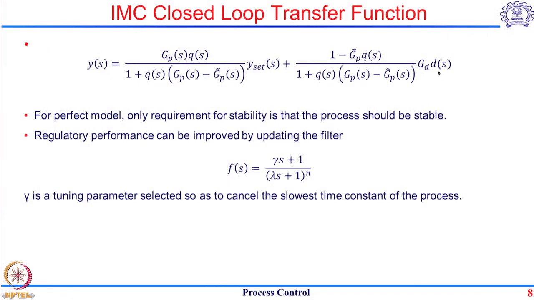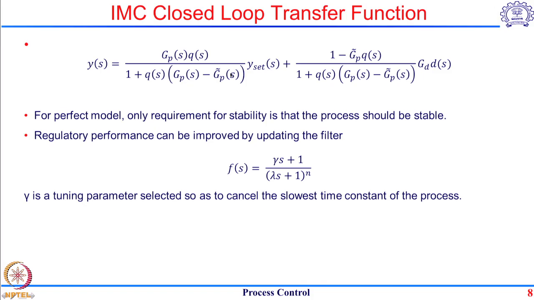In terms of the transfer function, if you compute it, you would realize that the corresponding transfer function can be given as Y s equals this Y set s, and this is the disturbance transfer function. So, it looks very much similar to your PID control law. If you try to recollect, this was your servo transfer function and this was your regulatory transfer function. The only difference now is it is in terms of QS, which is your model based controller, and it also incorporates this factor Gp minus Gp tilde s, which captures the plant model mismatch.